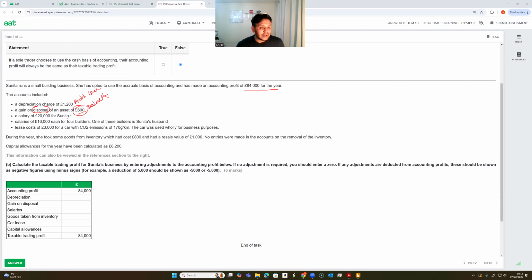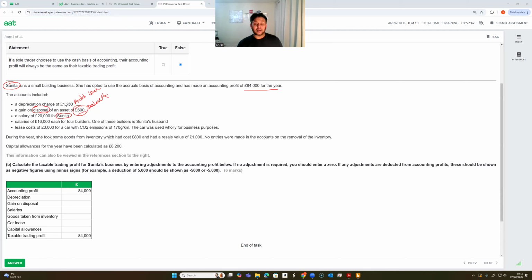A salary of 20,000 for Sunita. Another important point. Remember that Sunita is the owner of the business. She cannot take the salary. Remember that Sunita is the business. It is a sole trader business. That means there is no limited company, and she is not allowed to take a salary from the business. If she takes any money from the business, it will be the drawings. Remember that. So we cannot show this one as expense. Her salary cannot be treated as expense because she is the business. It's a sole trader business. Remember that. It's not a limited company.